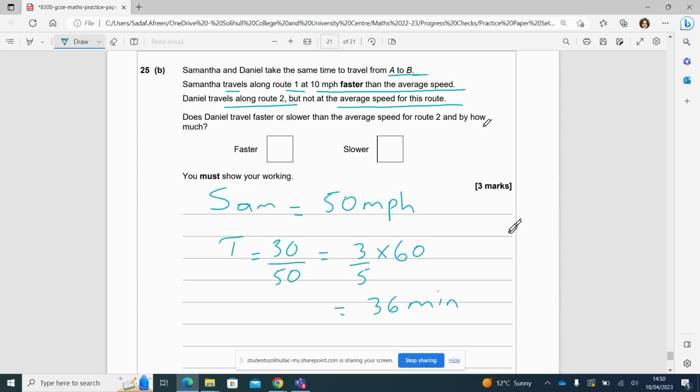Now, Daniel travels along route 2, but not at the average speed for this route. Does Daniel travel faster or slower than the average speed for route 2?